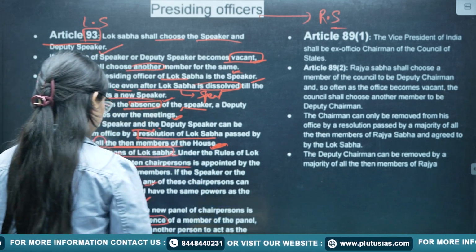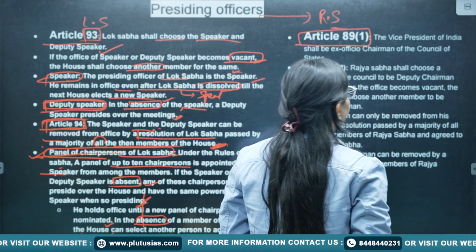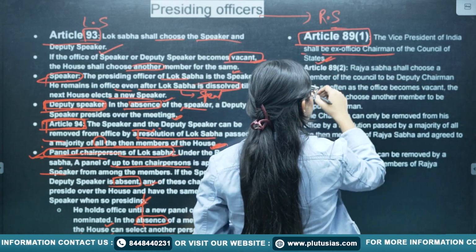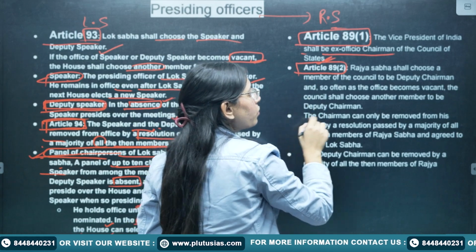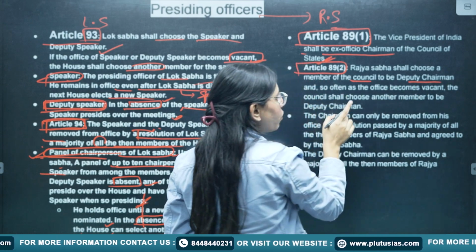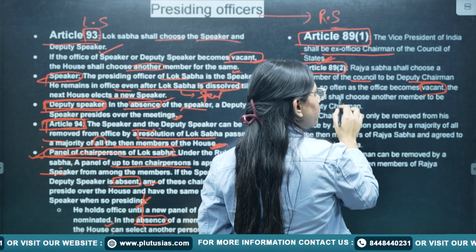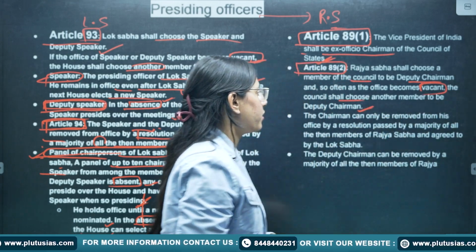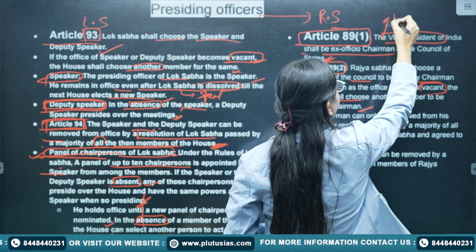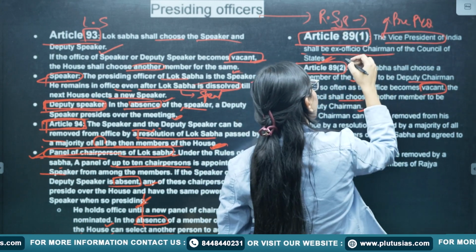Article number 89, clause 1: the Vice President of India shall be the ex-officio Chairman of the Council of States. In Article number 89, clause 2, Rajya Sabha shall choose a member of the council to be the Deputy Chairman, and so often as the office becomes vacant, the council shall choose another member to be the Deputy Chairman. The Vice President is the ex-officio Chairman of Rajya Sabha. This is asked in prelims, PYQs.